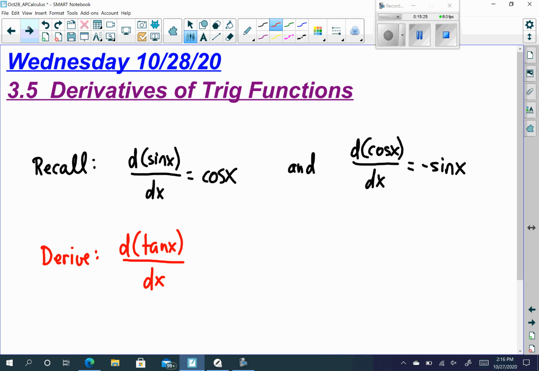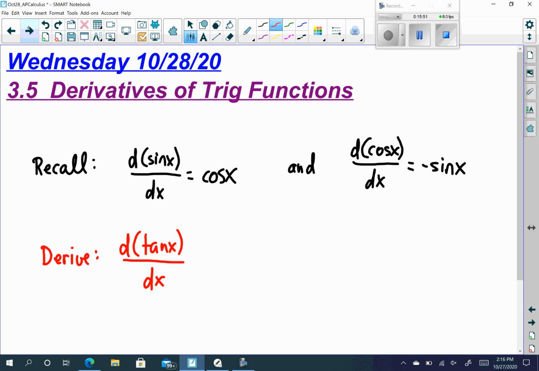All right, so today we're going to do a little bit more. We're going to start section 3.5, derivatives of trig functions. Now, we already found 2, if you remember. So recall that the derivative of sine x with respect to x is equal to cosine x, and the derivative of cosine x with respect to x is negative sine x. We're going to use those two to find the derivative of tangent x with respect to x.